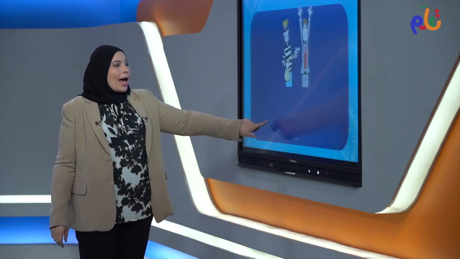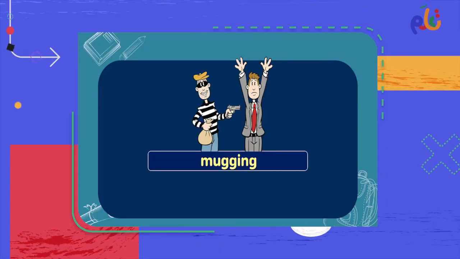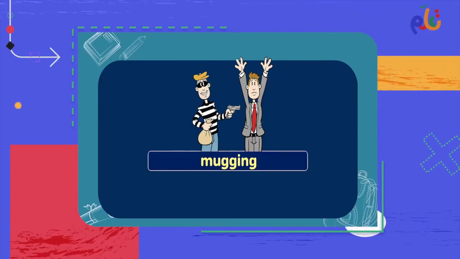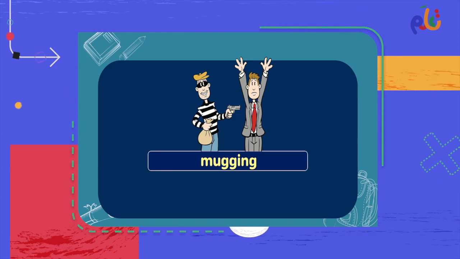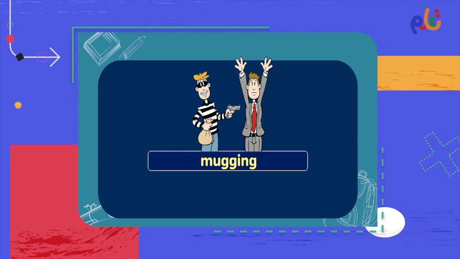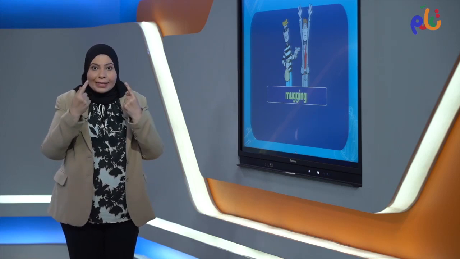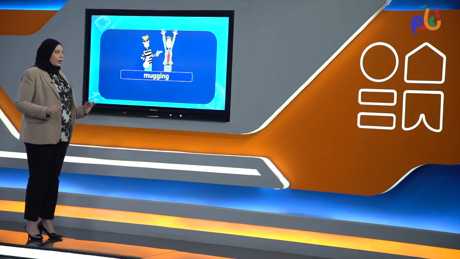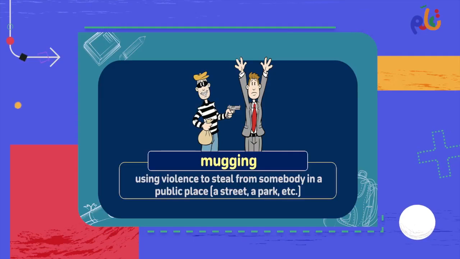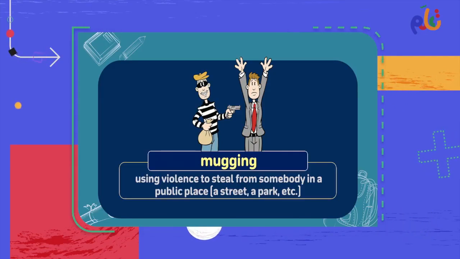And we have mugging. Mugging is when the thief is in front of me, face to face, and they use a weapon to stop me and take my stuff. So I see him face to face. This is called mugging. To mug someone is to stop him, attack him with a weapon and take his stuff. So it is using violence to steal from somebody in public.